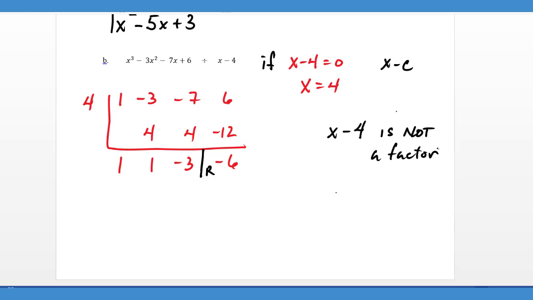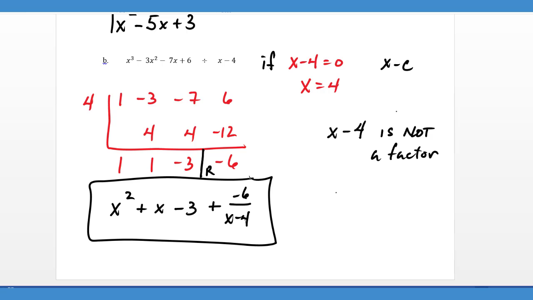Now the resulting division gives us the depressed polynomial here. So this is going to be x squared plus x minus 3, but with a remainder of negative 6 over x minus 4. So this would technically be your depressed polynomial, and we could say that x minus 4 is not a factor.